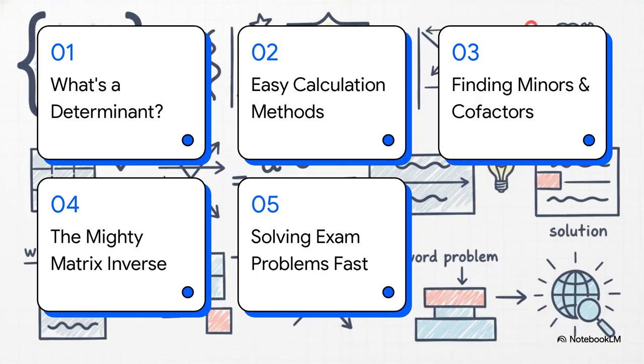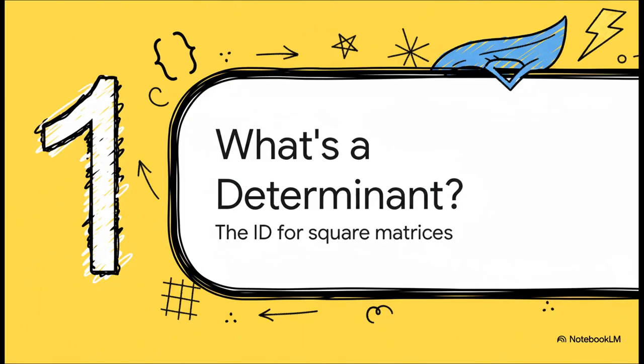So here's our game plan for today. First, what's a determinant? Then, we'll jump into some easy ways to calculate them, find minors and cofactors, unlock the mighty matrix inverse, and finally, solve some actual exam problems, fast. It's a clear, simple path to full marks. Let's do it. Okay, let's dive right in.